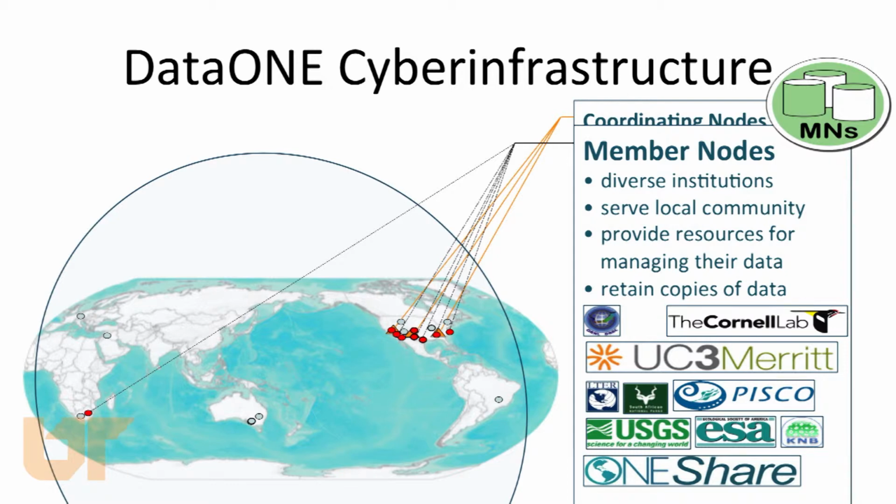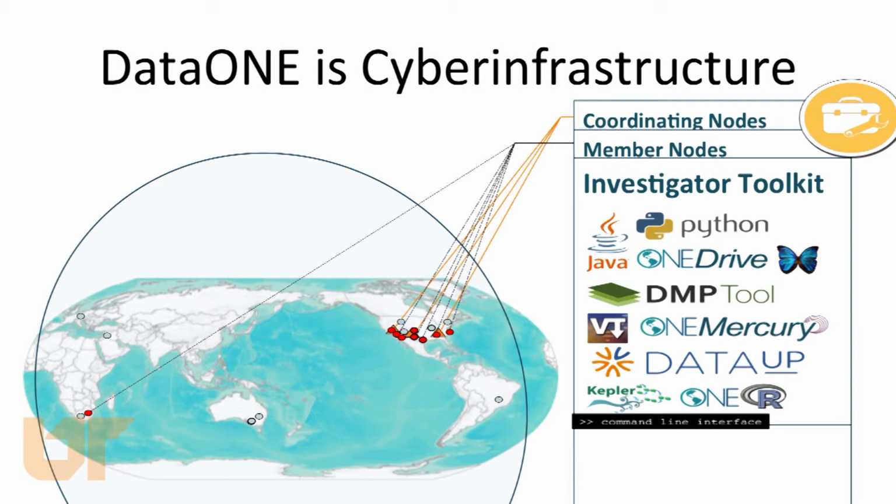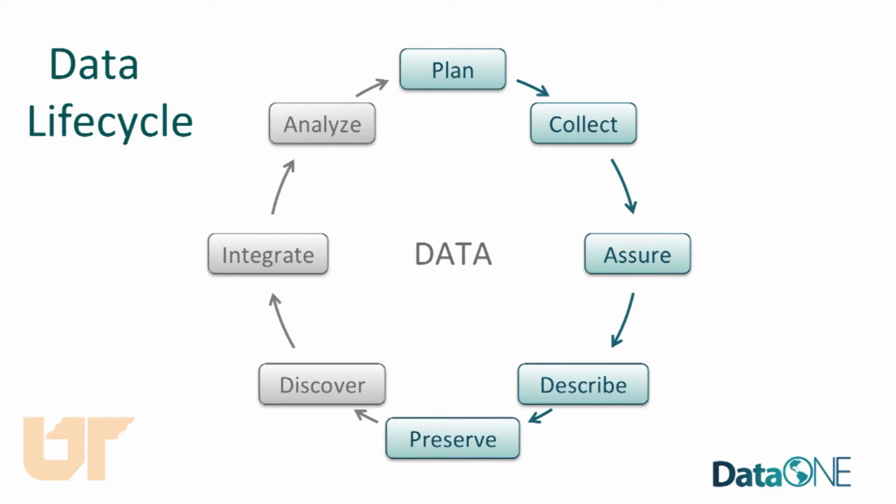Member nodes are a network of data centers, science networks, and organizations, and are an essential part of the cyber infrastructure. The DataONE member node service allows member nodes to expose their data for greater access around the world. The final component of the cyber infrastructure is the investigator toolkit. This toolkit has customized versions of tools scientists are familiar with, such as R, and also has tools developed specifically for the DataONE environment, such as OneDrive. The tools support science in all phases of the data lifecycle.